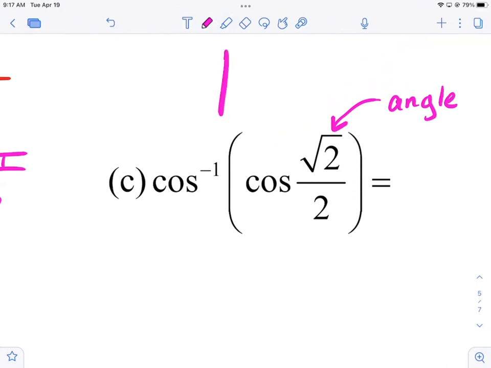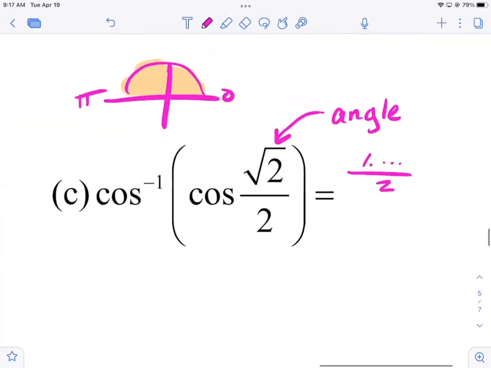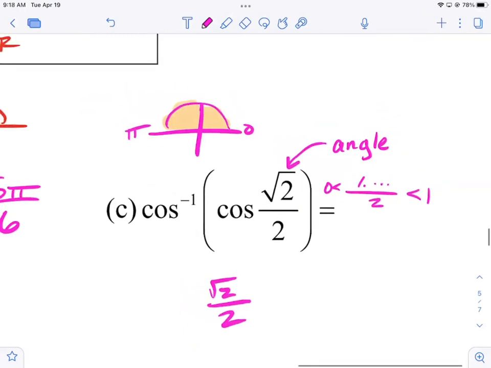I hear you, Brady. Here's 0, here's π. That's the PVR. Square root of 2 is about 1 point something, divided by 2. It's going to be positive, right? And is it less than 3.14? Yeah, of course it's less than 3.14. It's actually less than 1, right? So that angle, I don't know what the actual value is, but I know it's going to be between 0 and 1. So I know it's in quadrant 1. Is quadrant 1 part of the PVR? Oh yeah. So it just undoes itself. So notice that one we can't work from the inside out.